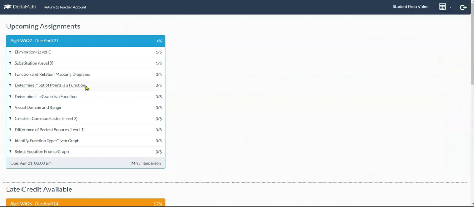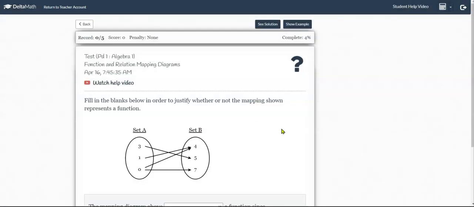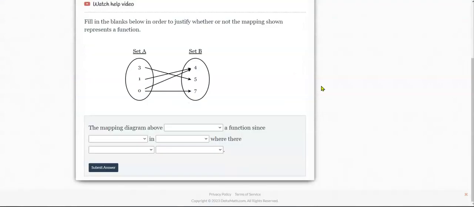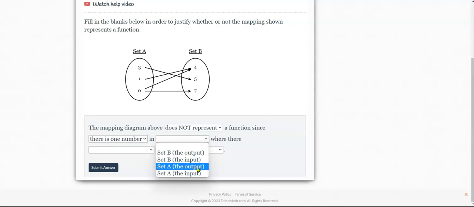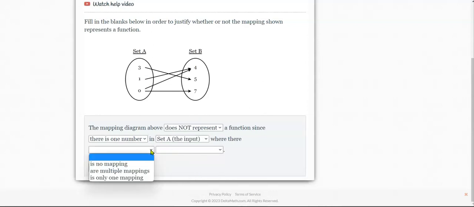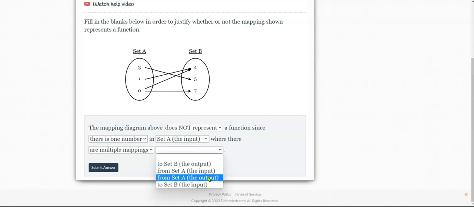Now let's go on to some vocabulary questions here. So they're asking you if these mappings are functions. So each value of the domain can only have one arrow coming off of it. So this is not a function, since there is one number in set A, the input, where there are multiple mappings, right? Number 0 has multiple mappings to the output. So I'm looking for things that say output and also set B.